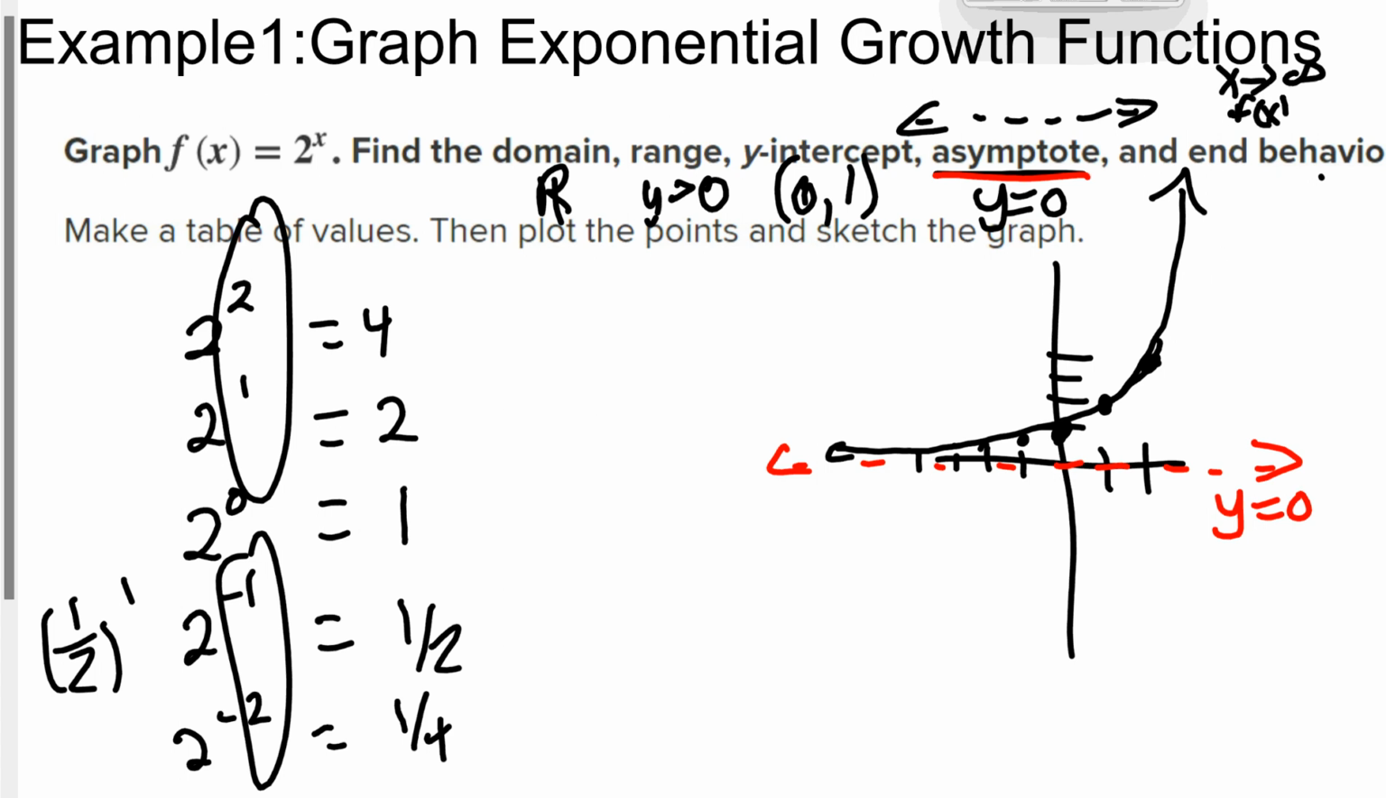And end behavior: as my x's go to the right, is my graph just going up? f(x) is just going up and up and up. As I go to the left here, as x approaches negative infinity, I seem to get closer and closer to 0, right? But I don't touch it, okay? So there's how you can plot it.